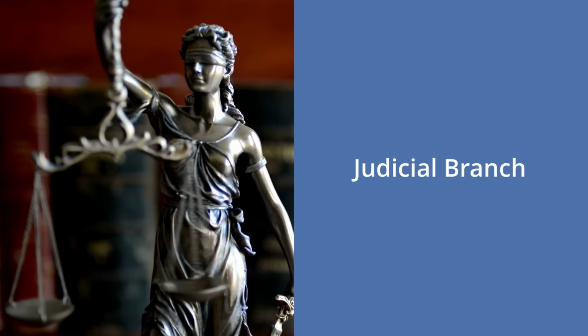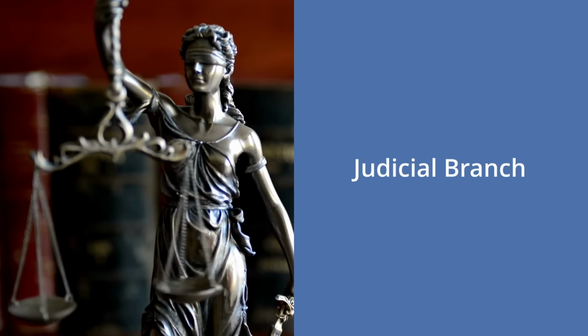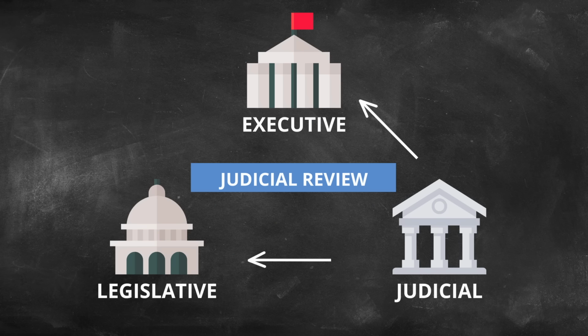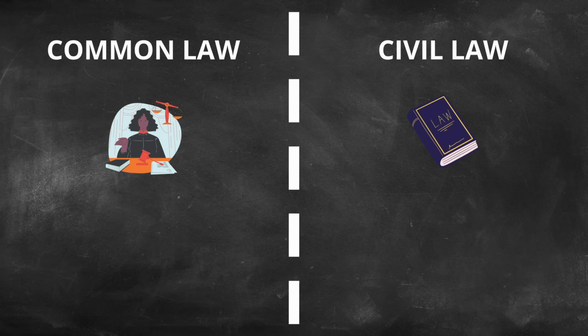Alright, now that we're done with the enforcer and the crafter, let's talk about the last branch. Judicial Branch, the interpreter. The main job of this branch is to judge individuals based on past laws. One crucial function of the judicial branch is to make sure the executive and legislative branch are abiding by the rule of law. This is called judicial review. The majority of countries around the world, with the exception of the UK, Australia, New Zealand, and your authoritarian countries, have judicial review.